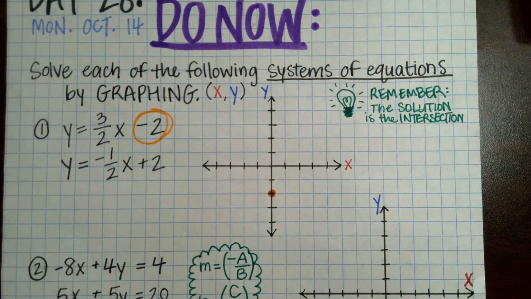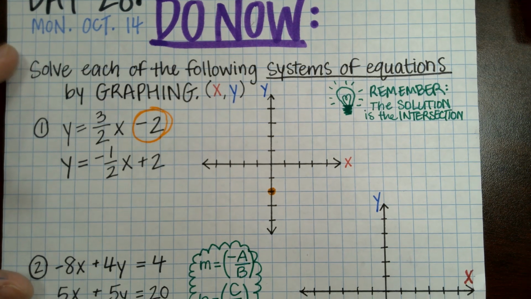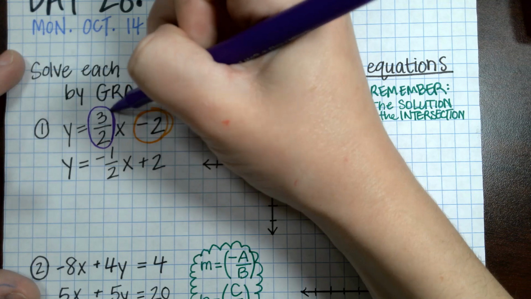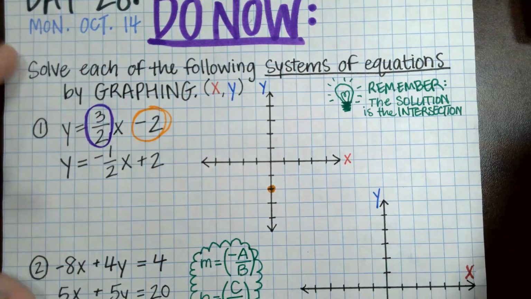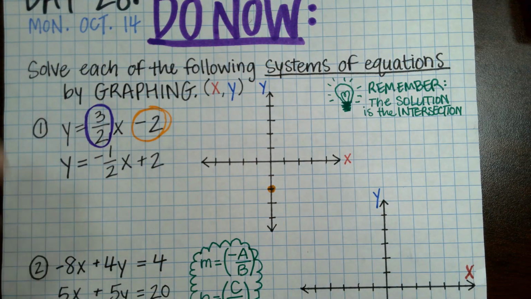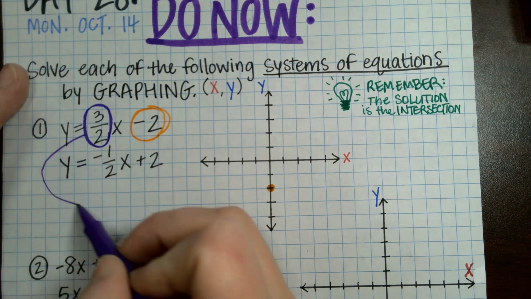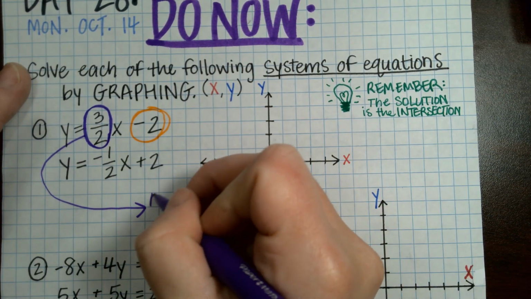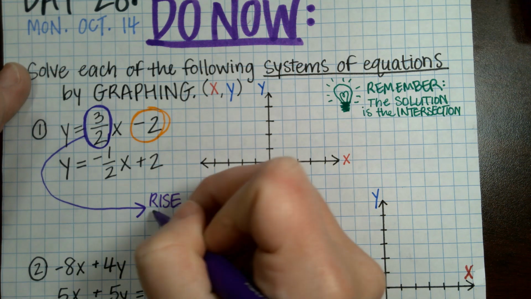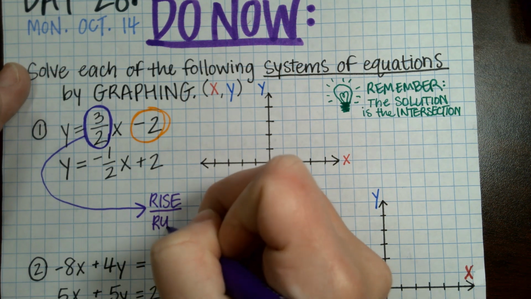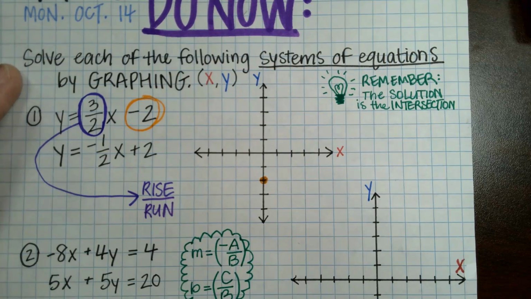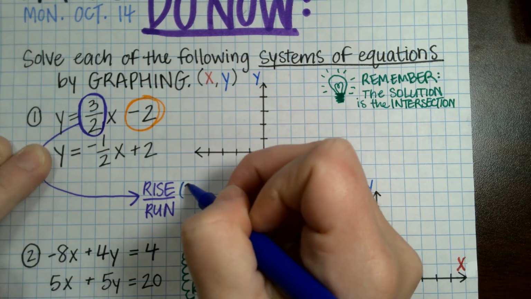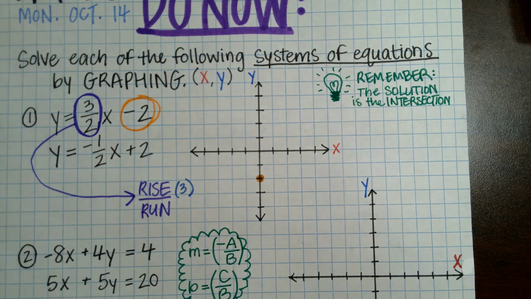And then what do we do next to find another point? Slope. Yeah, we're going to use our slope, which is 3 over 2. You guys remember what slope can also be written as whenever we're graphing slope-intercept form? Rise over run. Good. So what's our rise going to be? 3. What's our run? 2.